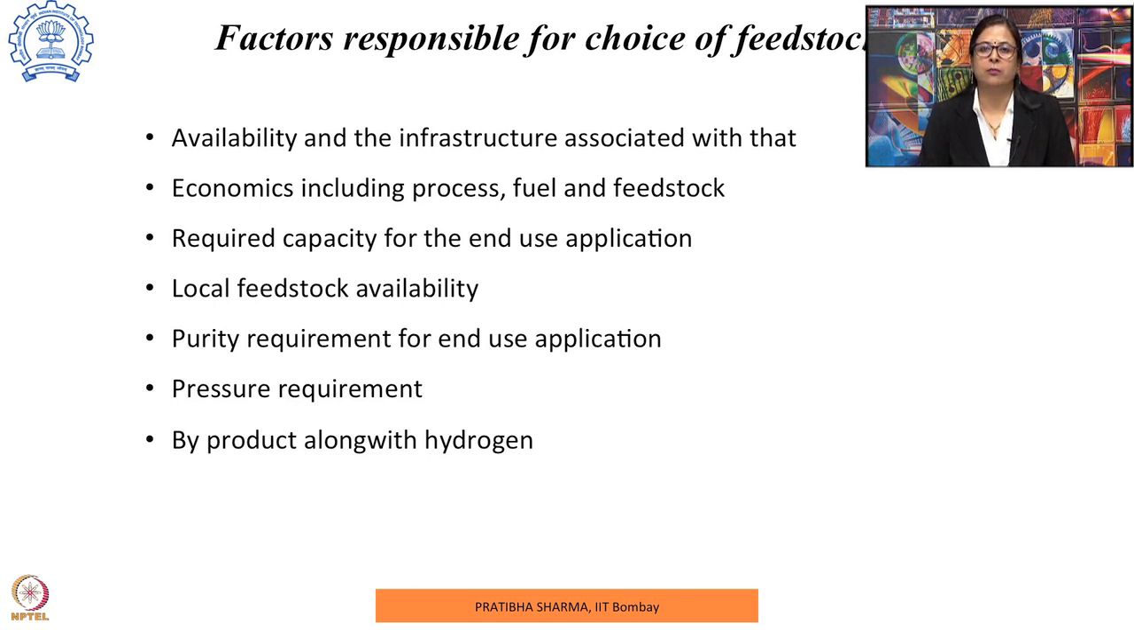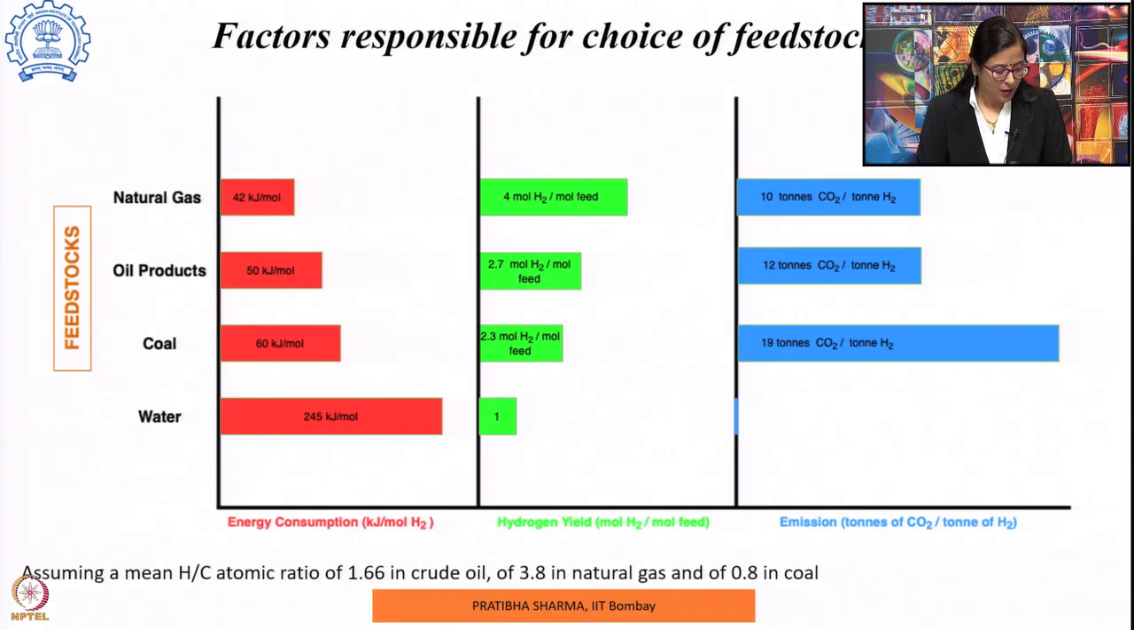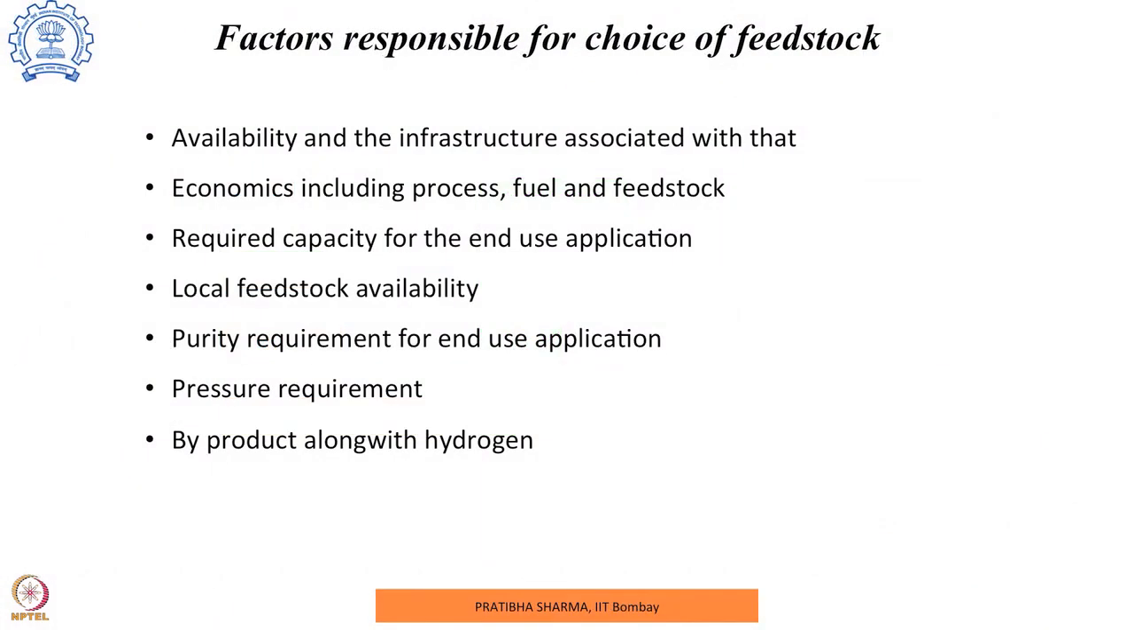It also depends upon the pressure requirement for that particular application, because we know that compression of hydrogen requires energy and a compressor. So, if the production unit supplies hydrogen at a higher pressure, that would be a preferred choice. Whatever production means supplies at a higher pressure could be used for that application. It also depends on whether there is any other byproduct which has a commercial value; then that process could be selected for hydrogen production. Also, it depends on whether cogeneration of steam and power is desired.